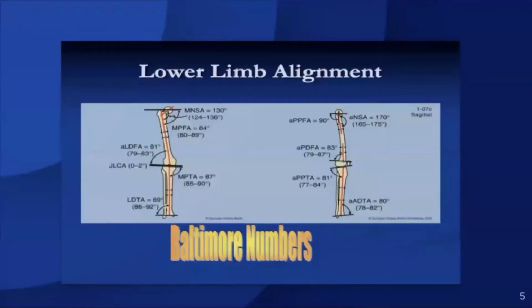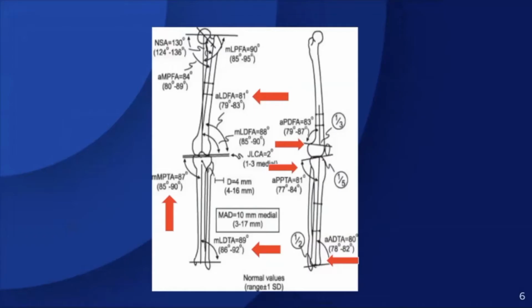So the joint reference angles are the Baltimore numbers, and x-rays are oftentimes not the full hip to ankle x-rays to measure mechanical axes. And so using the anatomic lateral distal femoral angle of approximately 81 degrees is going to be your easiest way to measure.